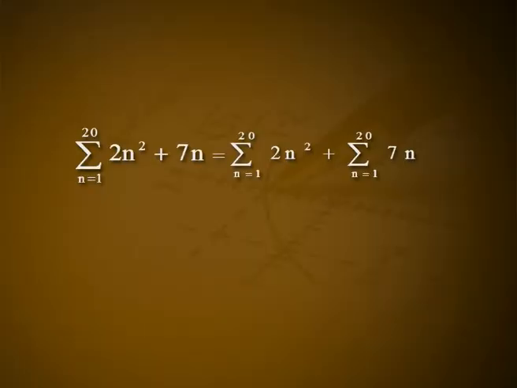Problem 4. Solve the series sigma n is equal to 1 to 20 of 2n square plus 7n. Sigma n is equal to 1 to 20 of 2n square plus 7n is equal to sigma n is equal to 1 to 20 of 2n square plus sigma n is equal to 1 to 20 of 7n, is equal to 2 times sigma n is equal to 1 to 20 of n square plus 7 times sigma n is equal to 1 to 20 of n.